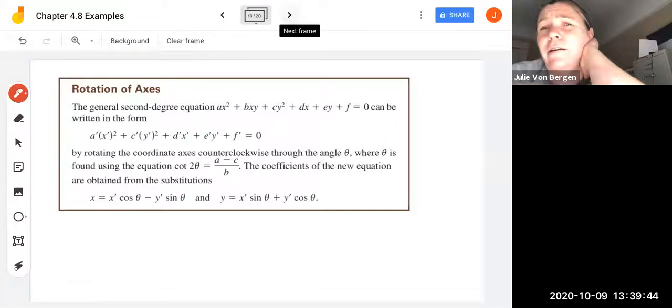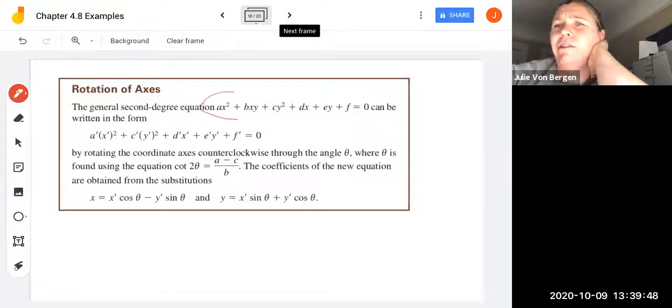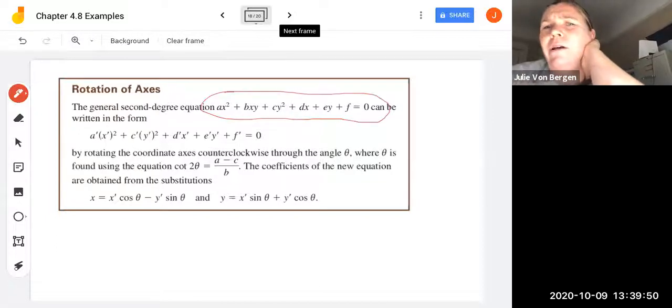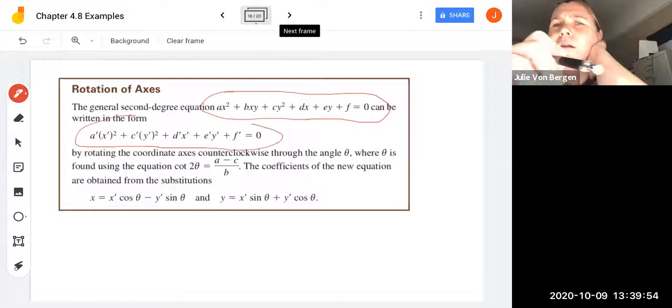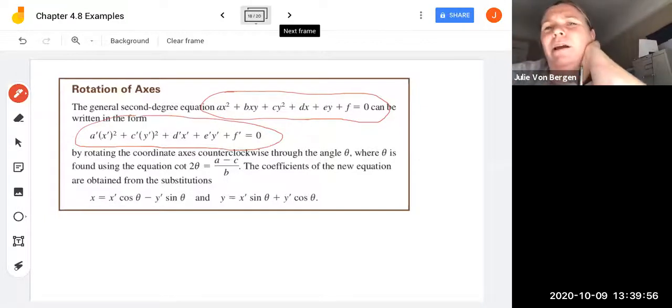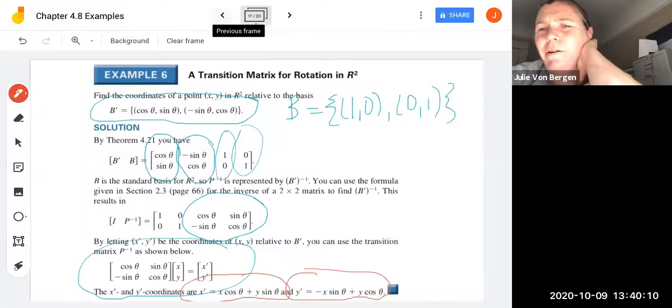Okay, so the general second degree equation for our conic sections here, set equal to 0, can be written in this form: a prime x prime squared plus c prime y prime squared plus d prime x prime plus e prime y prime plus f prime, where f prime is a constant, and a prime through f prime, in fact, are all constants, where our x prime and our y prime are this new rotated coordinate system.